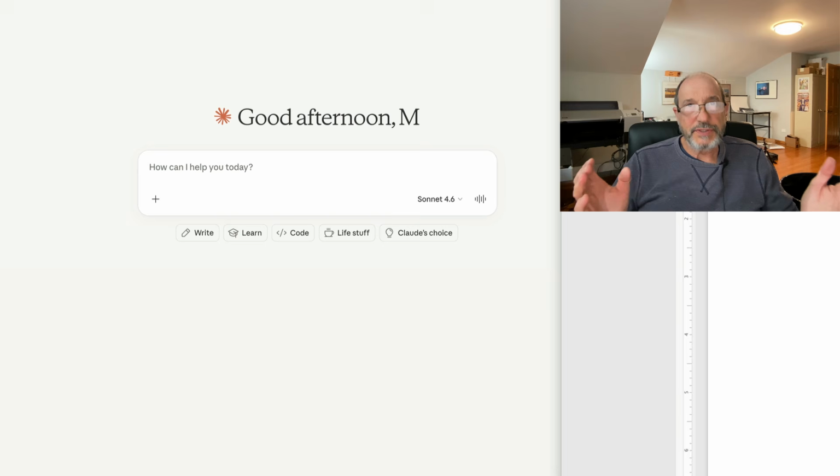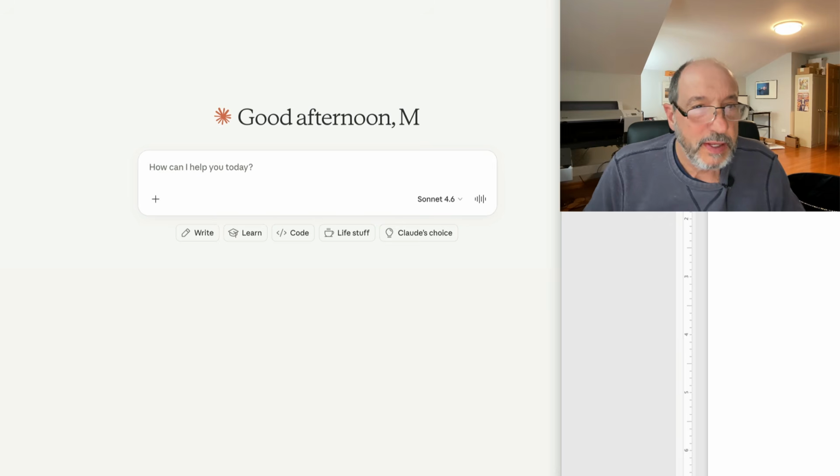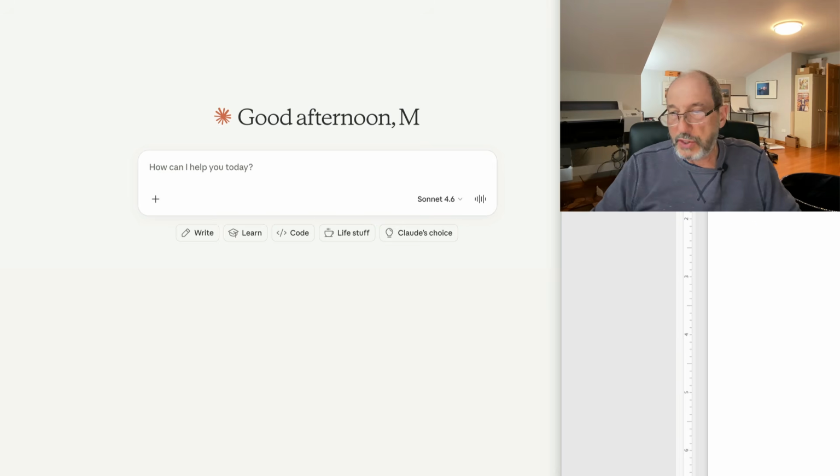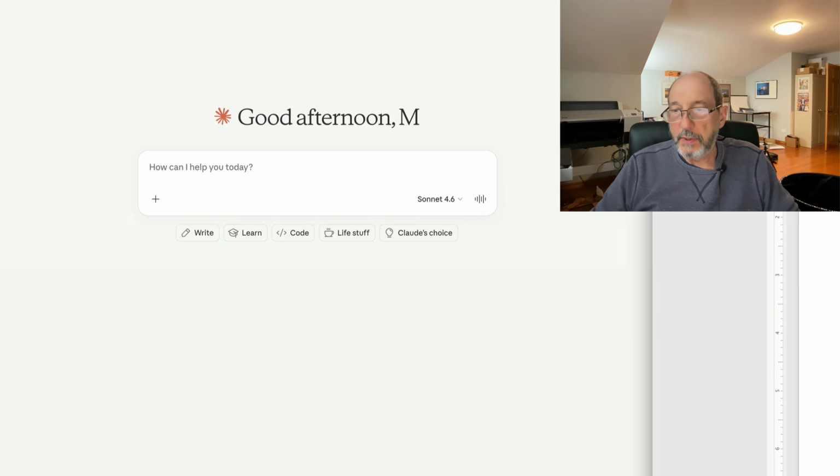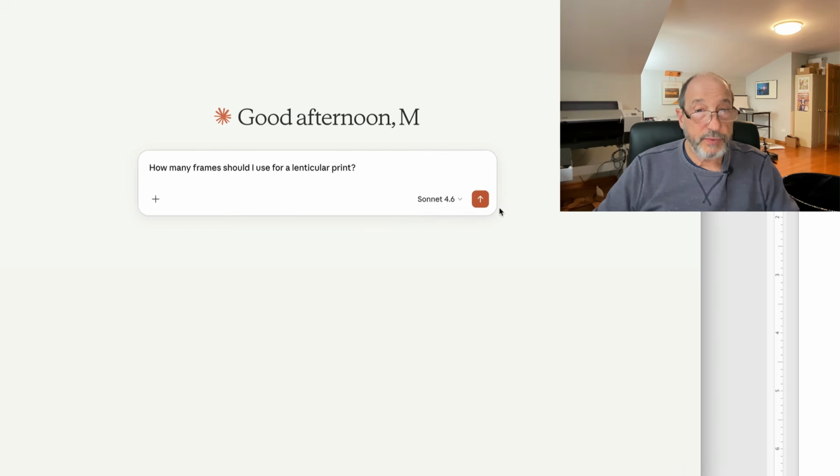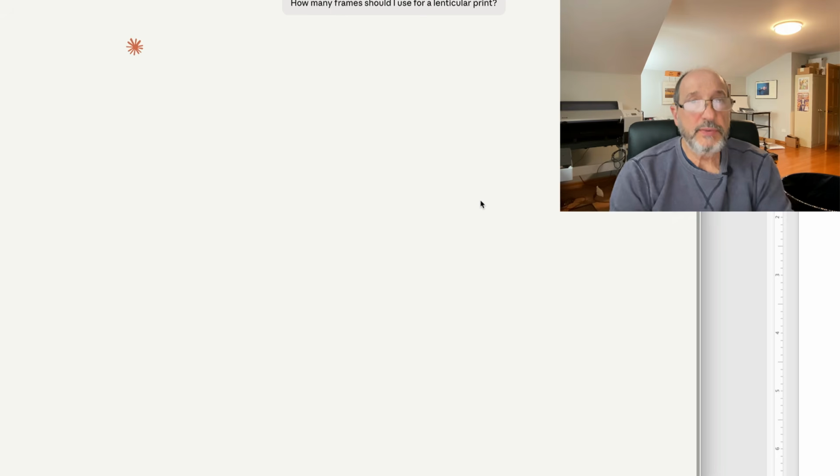So I thought, as a simple test, I'm going to ask an AI some lenticular questions and see what it has to say. Here I'm running Claude via the internet, and I made a Word document with a few questions. The first one is, how many frames should I use for a lenticular print? I think that would be a common beginner question. So we'll put that in and see what it has to say.